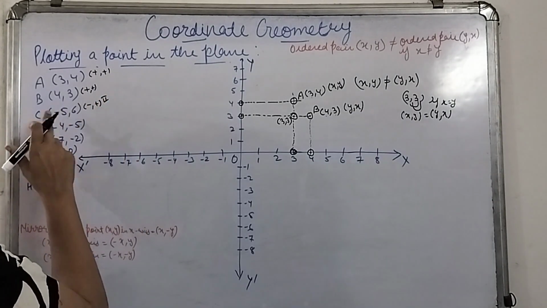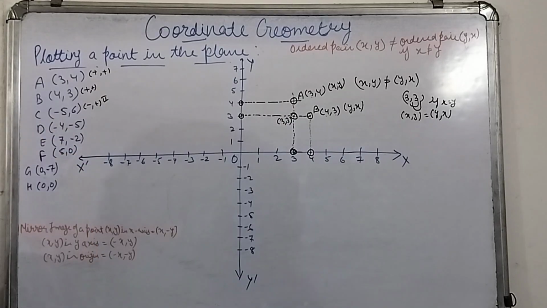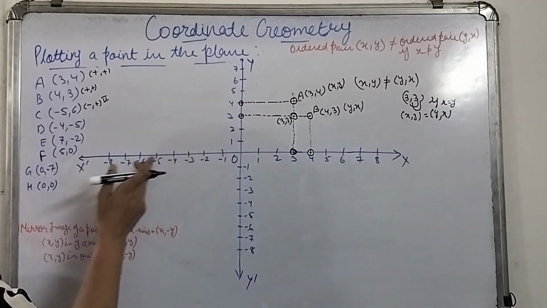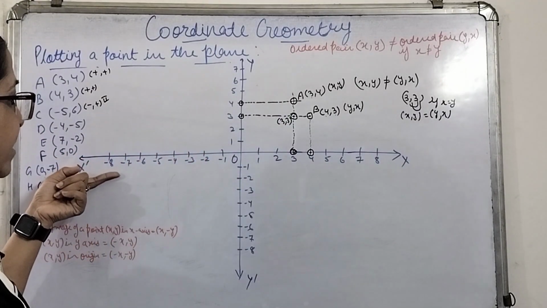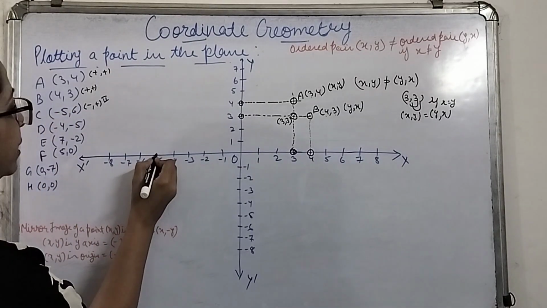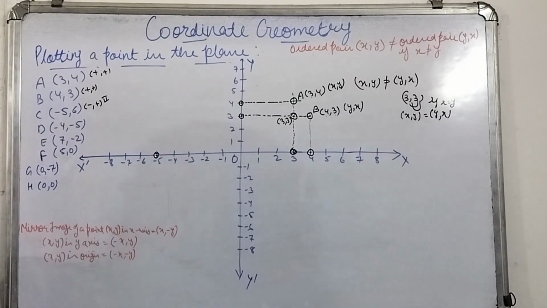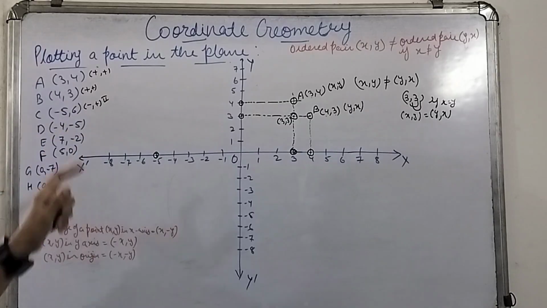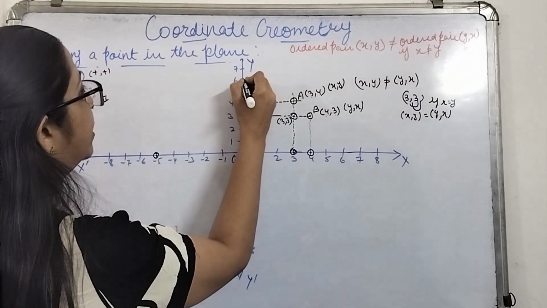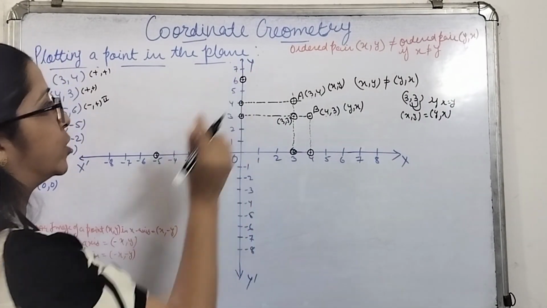So first of all we will mark -5. X is your negative 5. So negative 5 is lying here. This is the direction for your negative x-axis. So negative 5 will be this point. And positive 6. Positive 6 is here on the positive y-axis, this is your positive 6.